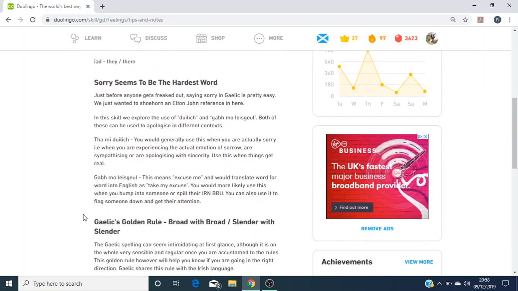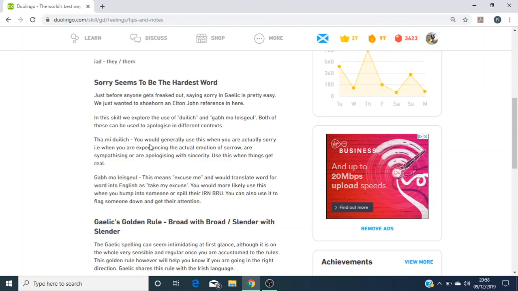Right, this one. Sorry seems to be the hardest word. Just before anyone gets freaked out, saying sorry in Gaelic is pretty easy. We just wanted to shoehorn an Elton John reference in. In this skill, we explored the use of duilich and gabh mo leisgeul. Both of these can be used to apologise in different contexts.